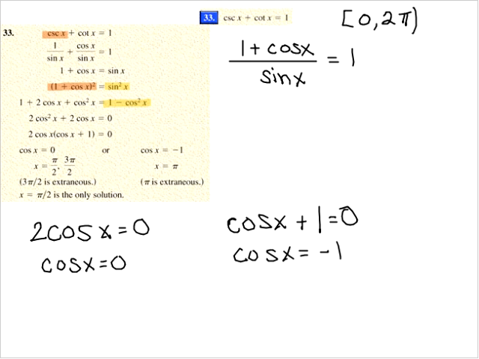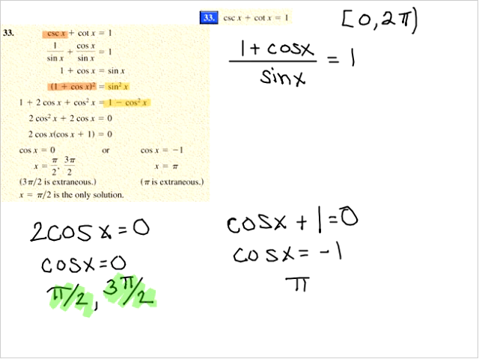All right, so where on the unit circle does cosine x equal 0? Well, it equals 0 at pi over 2 and 3 pi over 2. And where on the unit circle does cosine equal negative 1? That only happens at pi. So I have 3 values here for x.